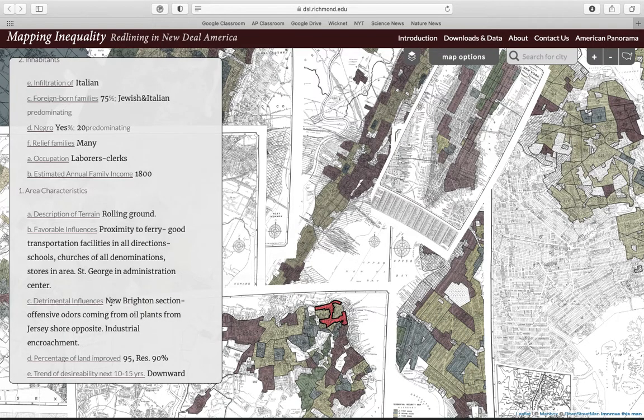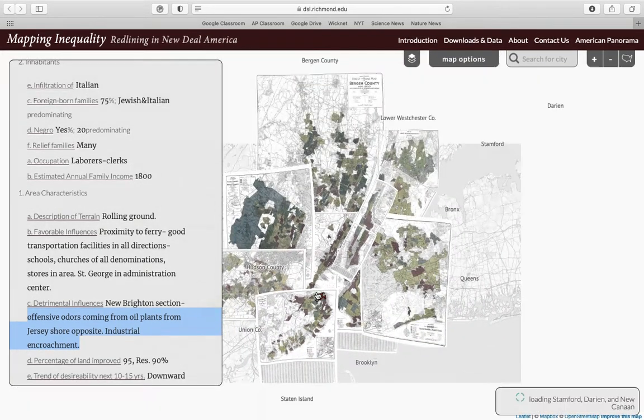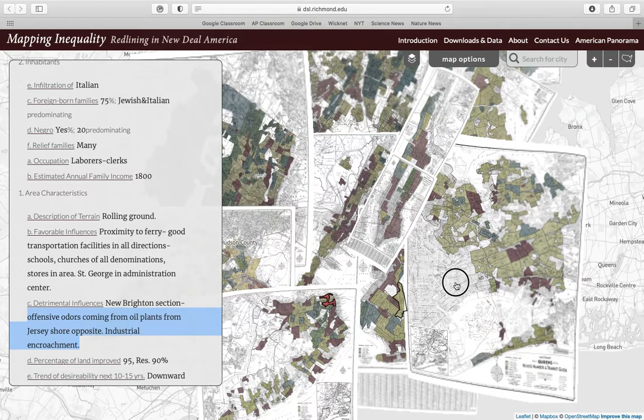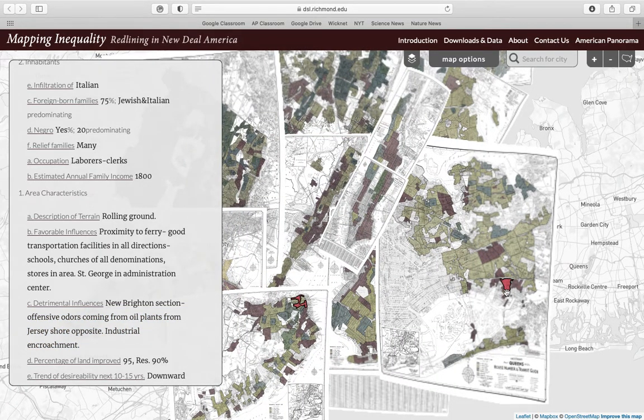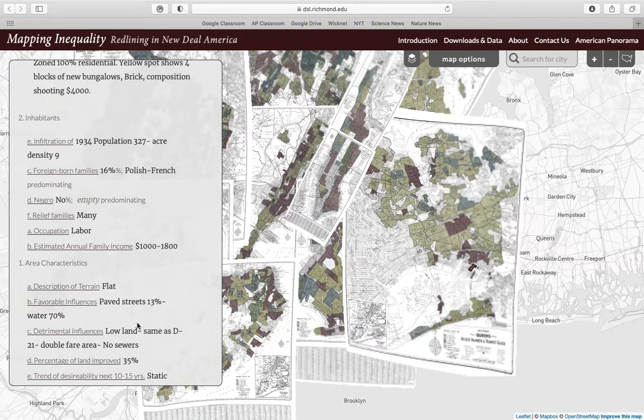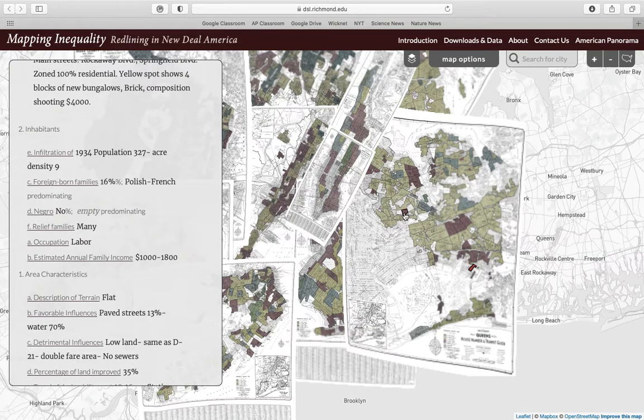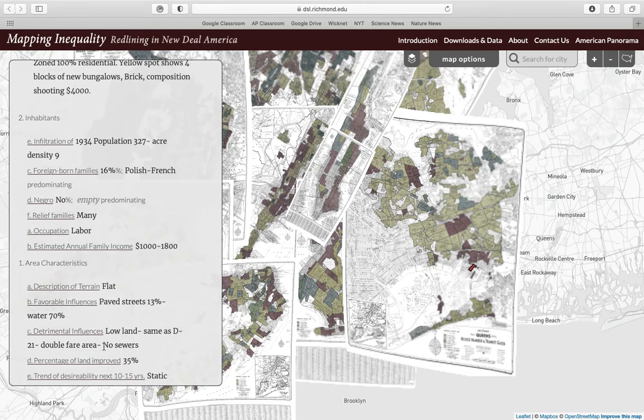You can also see that some of these other areas, right, are offensive odors coming from oil plants in New Jersey Shore opposite industrial encroachment, right? So it's not just about who lives there, but also what kind of activities are going on in that area. I should have marked these so I could have found them easily. Look at this one. Detrimental influences, no sewers, right?